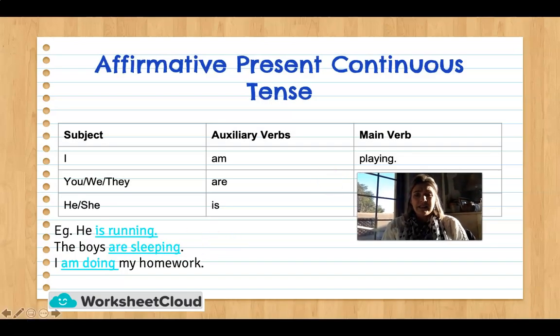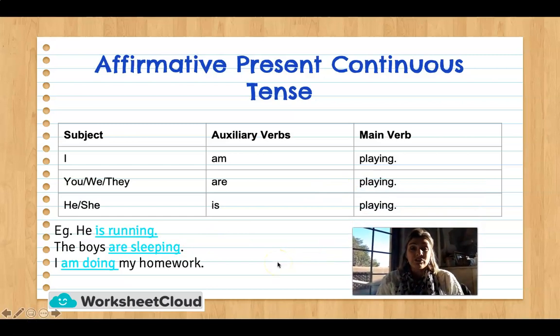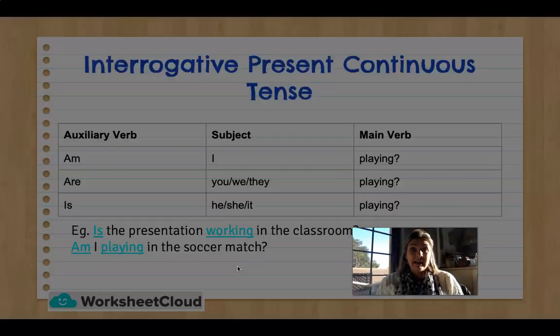Right, so take a look here. This is the next one. It's just the affirmative. Affirmative means it's not the one saying you're not playing. It's that you are. Affirmative means yes, you are actually doing it. So in the affirmative: I am playing. You, we, or they are playing. He or she is playing. And these are, remember, your to be verbs: am, are, or is in the present tense. So he is running. The boys are sleeping. I am doing my homework. That is the affirmative present continuous tense, something that you are actually doing.